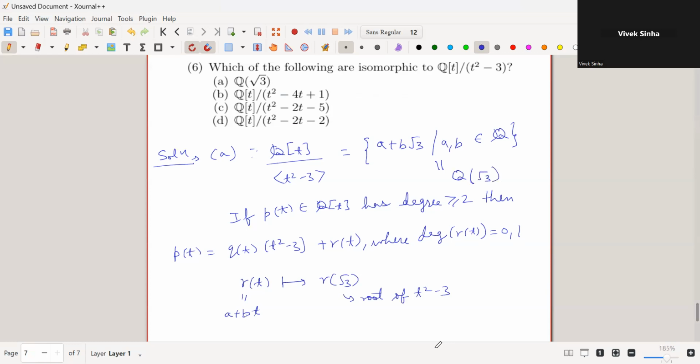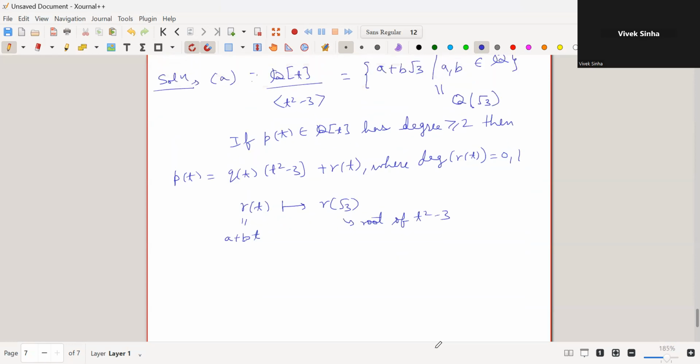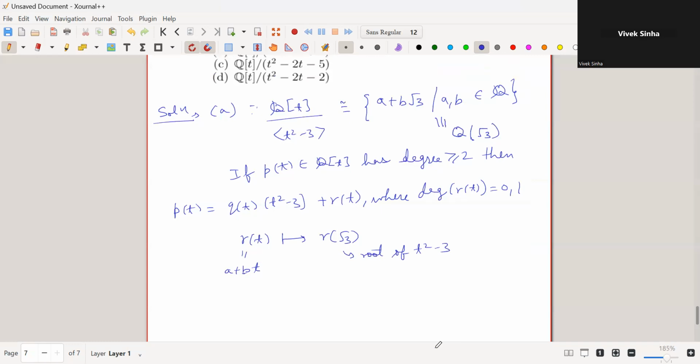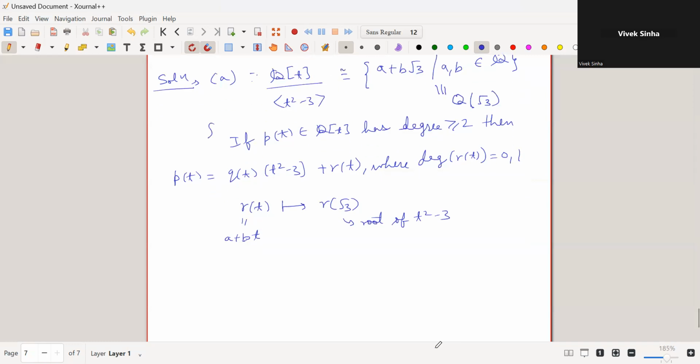Okay. So that's also we have seen. So the first ring is isomorphic. So first is a correct option. There's an isomorphism, I should write it. Okay. What about the second?